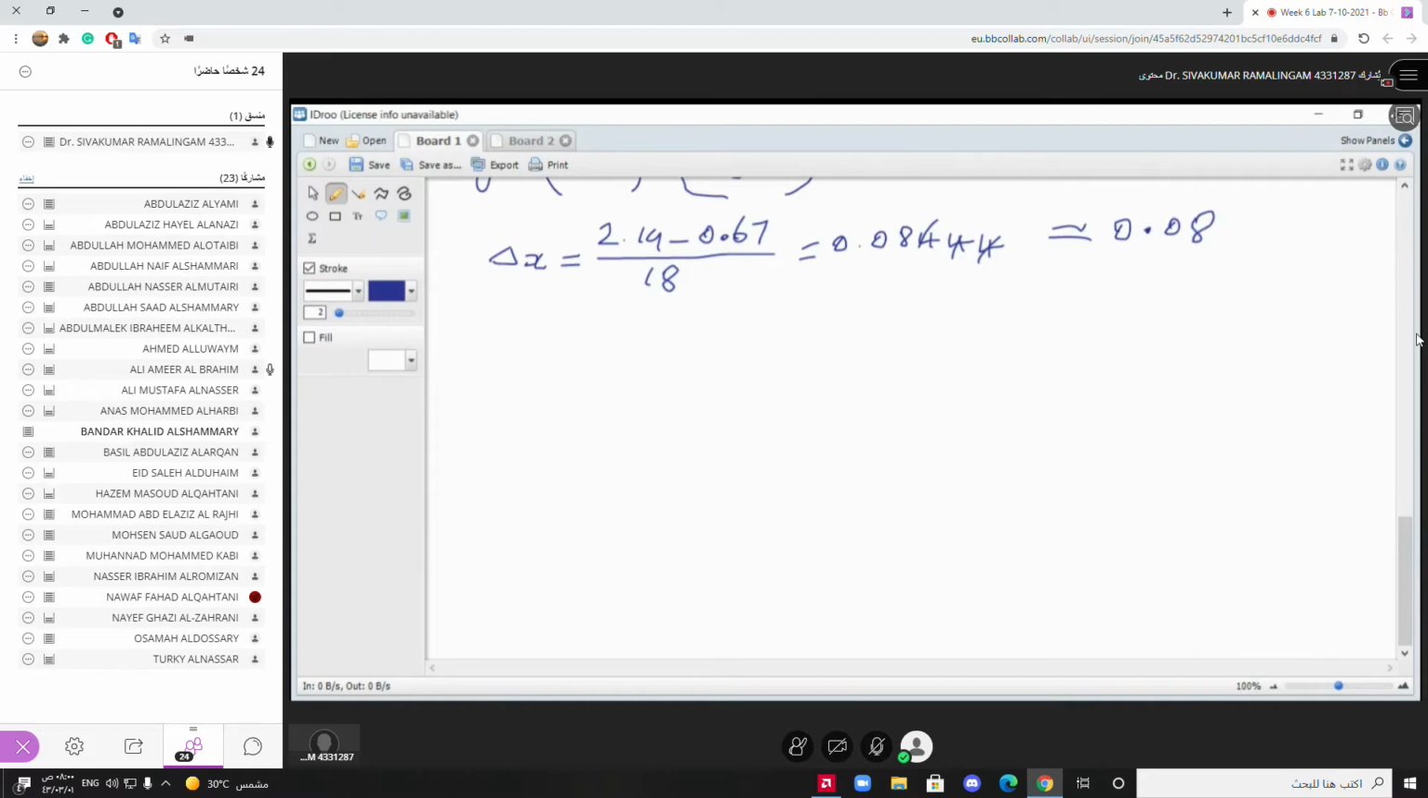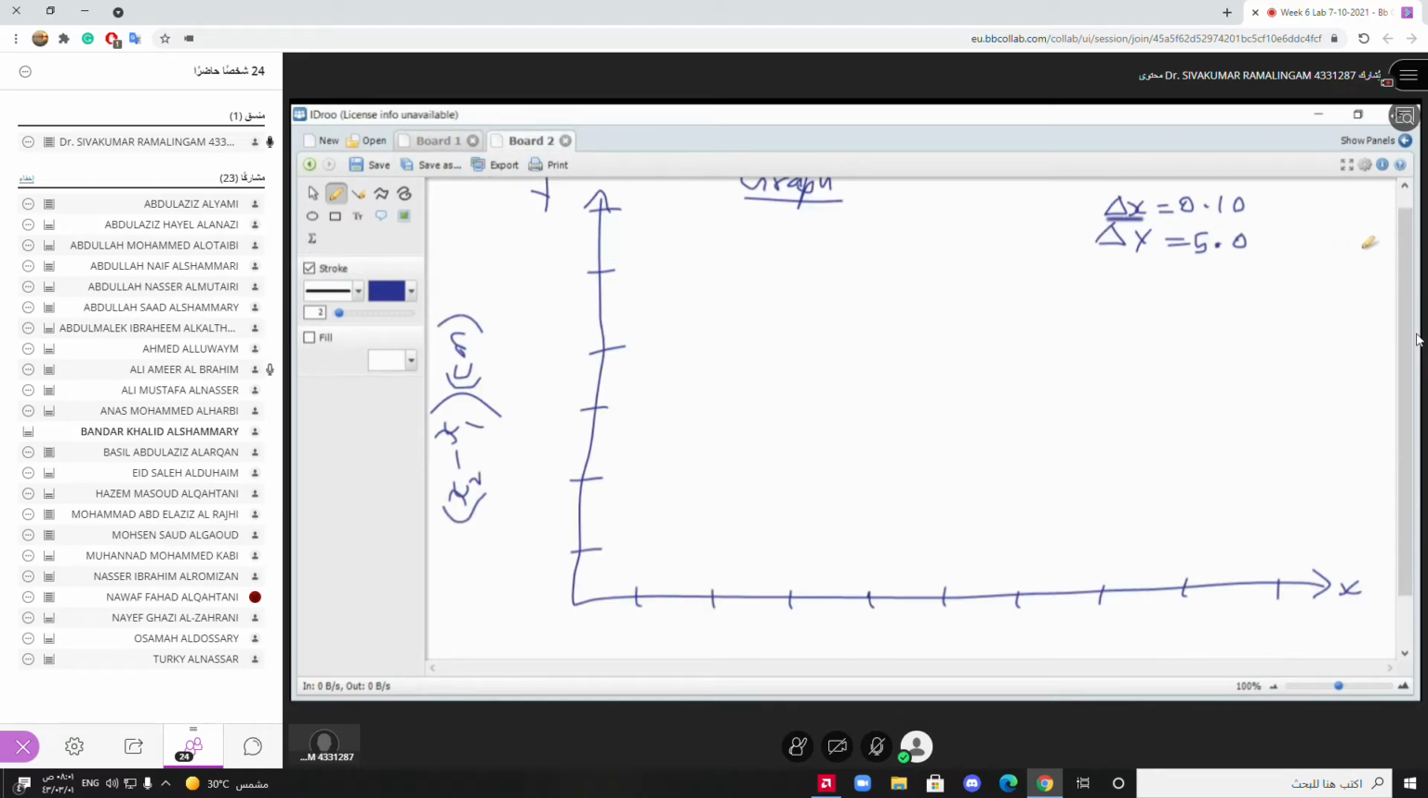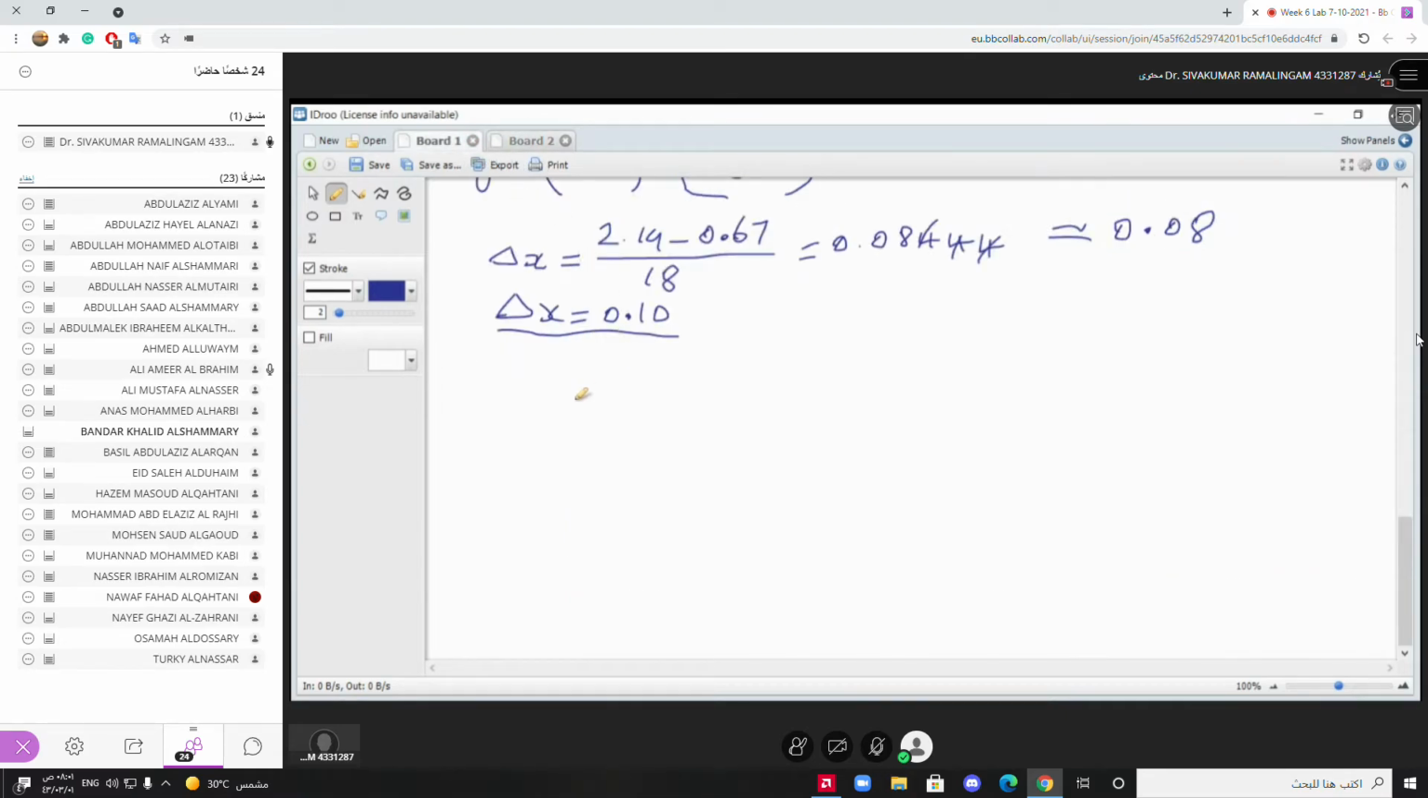I can draw the graph with this number, but it is better to take a bigger value than this. I'm going to decide to take bigger than this, 0.10, because this is easier to handle than this. Is it right? So I decided to take delta x is equal to 0.10. Do you understand why I put 0.10 here?